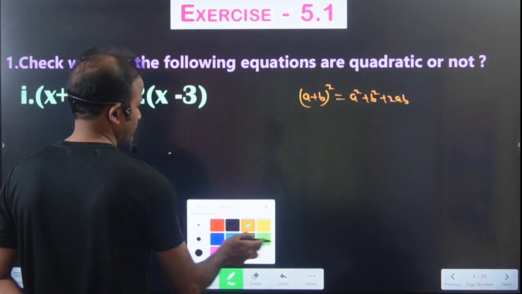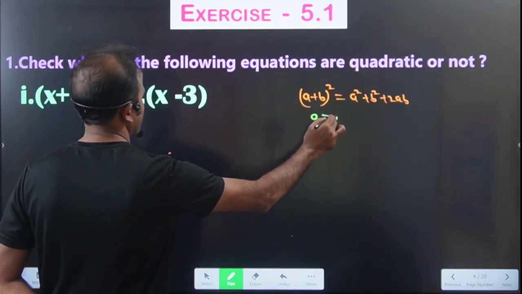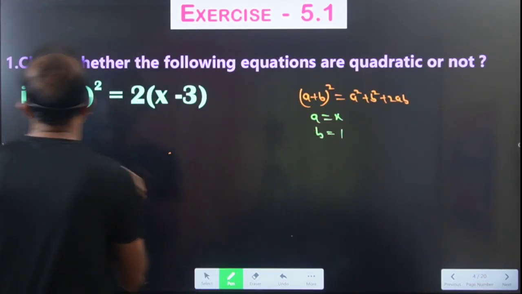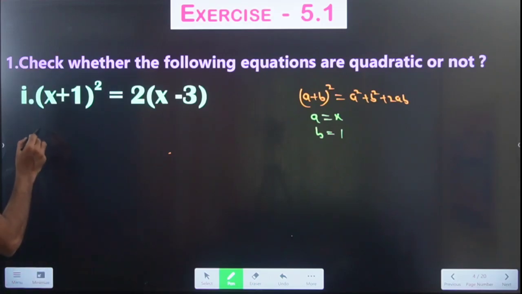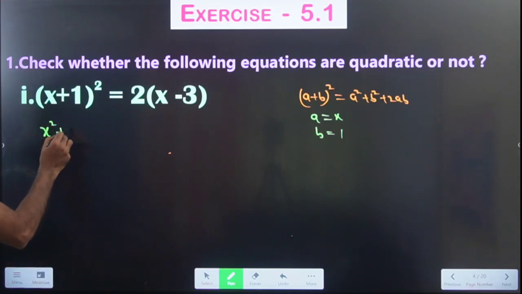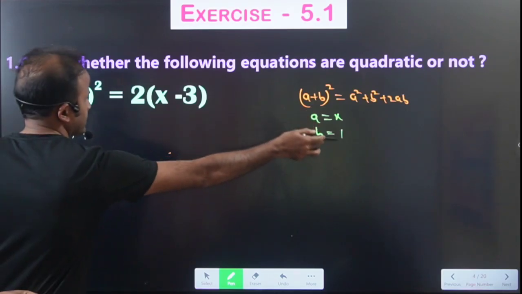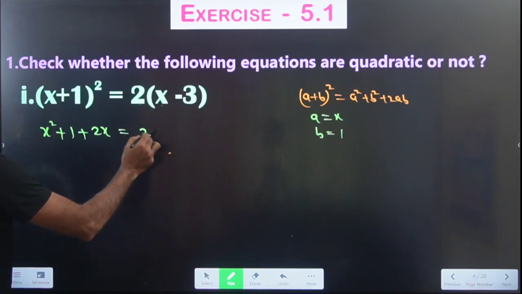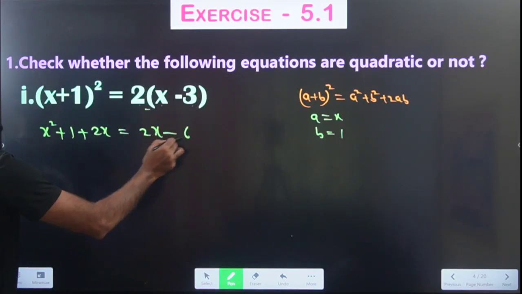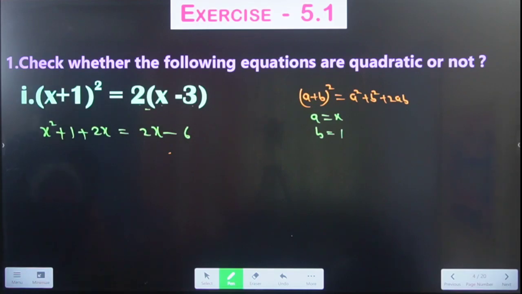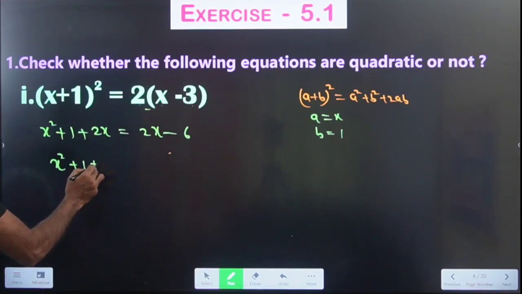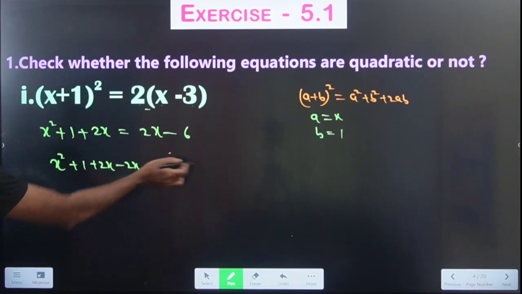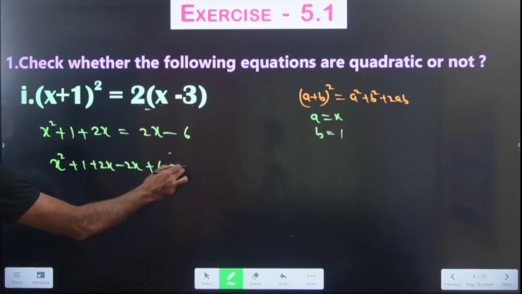What is the a here? Where a equal to, let us assume x, and b equal to 1. Okay, a square means x square, b square, 1 square is 1 only, 2 into a into b, 2 into x into 1 is 2x. Equal to 2 into x is 2x, 2 into minus 3 is minus 6. Okay, this 2x minus 6 you take it this side: x square plus 1 plus 2x minus 2x minus 6, when you take it this side it will become plus 6 equal to 0.